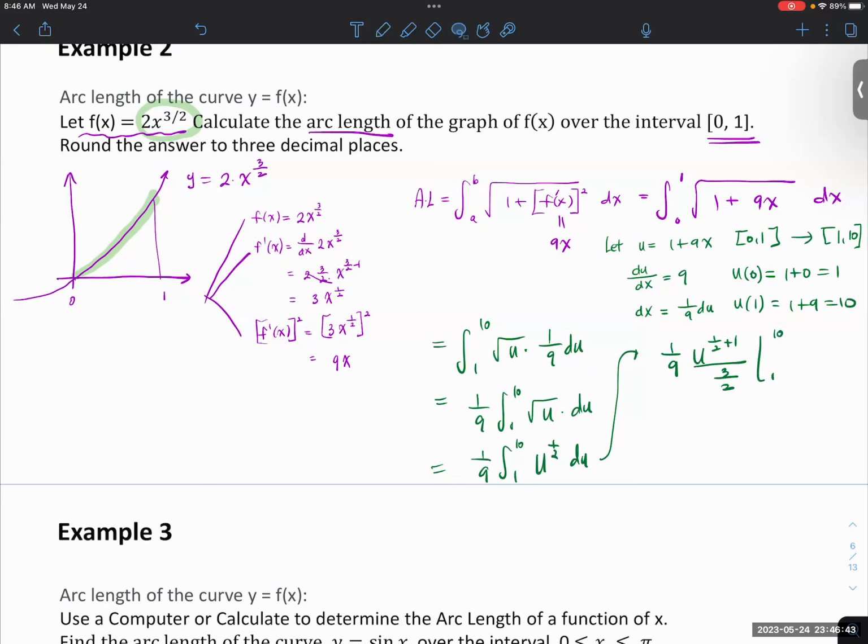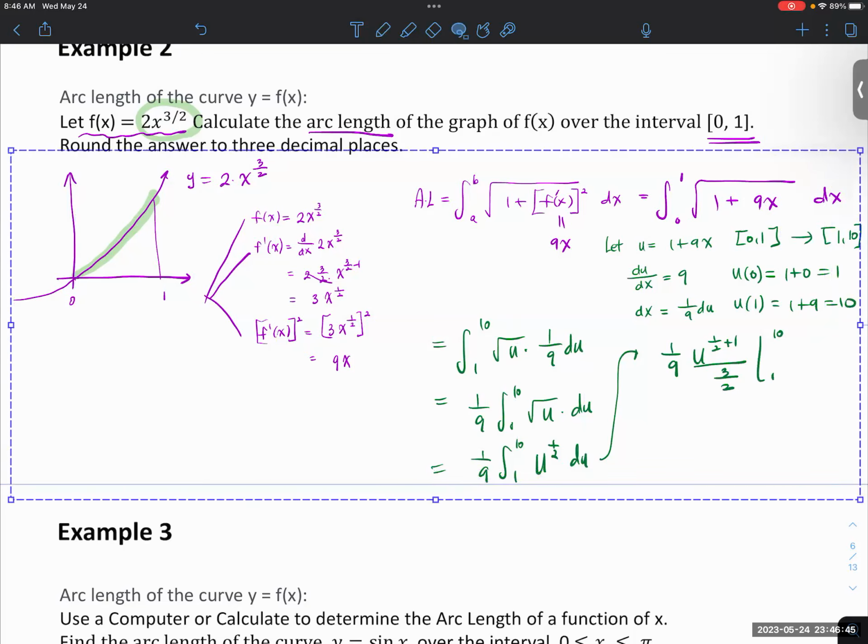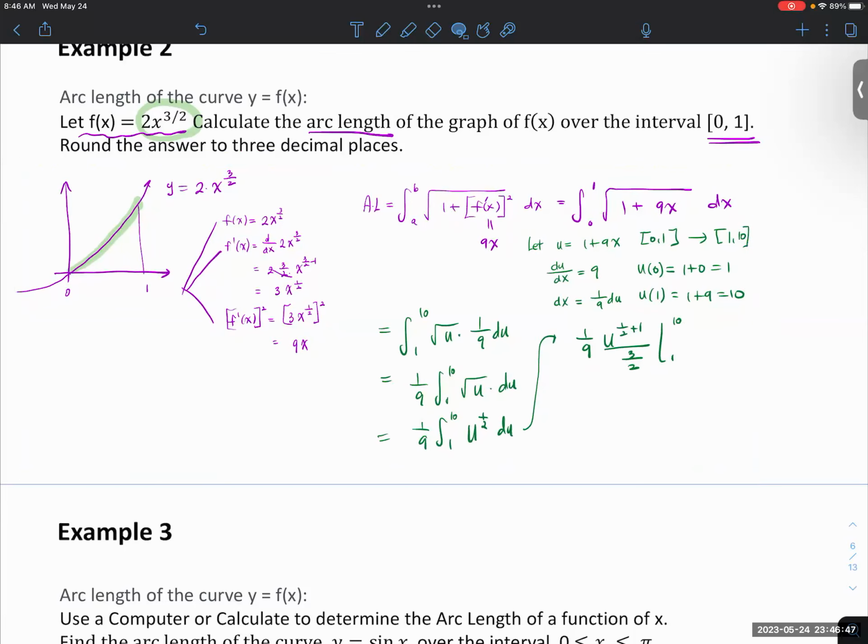Are we following? So let me minimize a little bit because I need a space. I'm going to flip this one. So 1 over 9 times 2 over 3. And then we have u to the 3 over 2 from 1 to 10. So this is going to be 2 over 27, and then 10 to the 3 over 2 minus 1 to the 3 over 2.